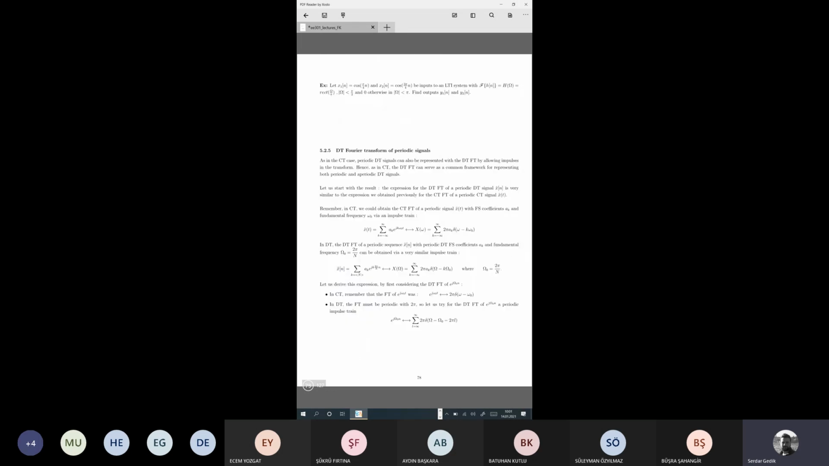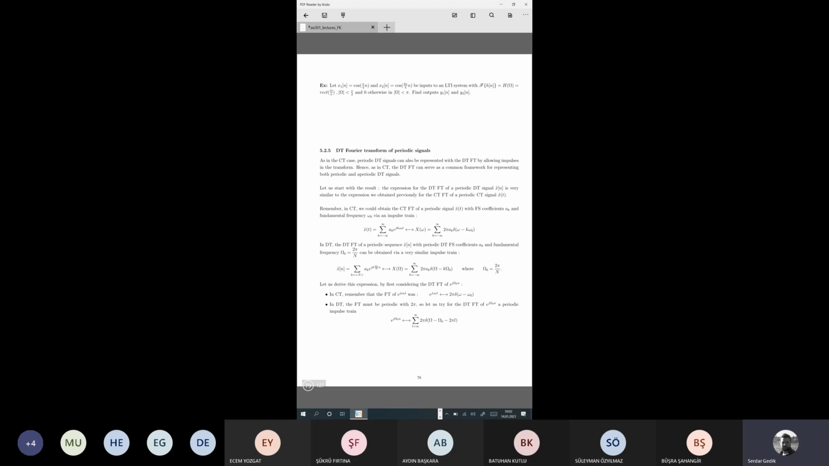So here I have a simple example. Let x1 of n be equal to cosine pi over 4 n, and x2 of n be cosine 3 pi over 4 n. So they are the inputs. You are asked to find the corresponding outputs y1 and y2 of n, and h of omega is given as rect of omega over pi.